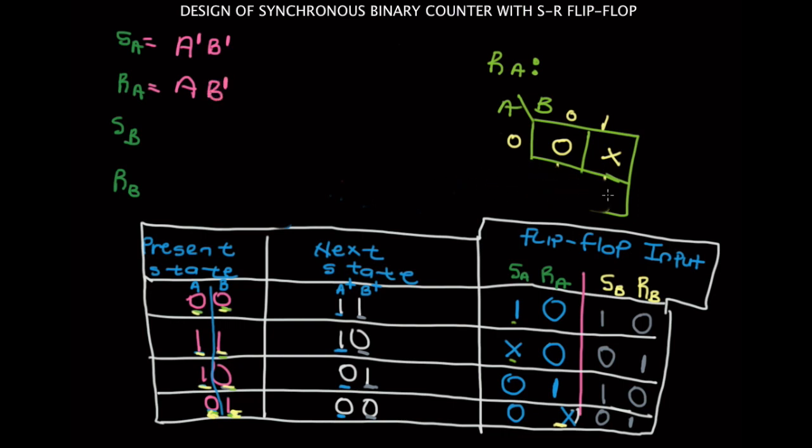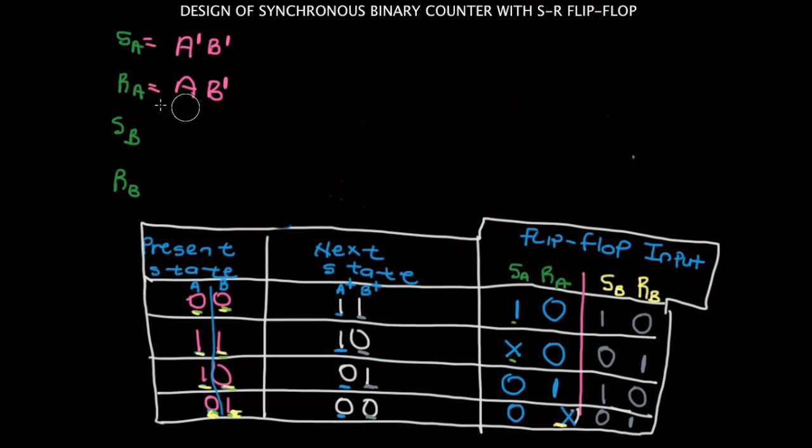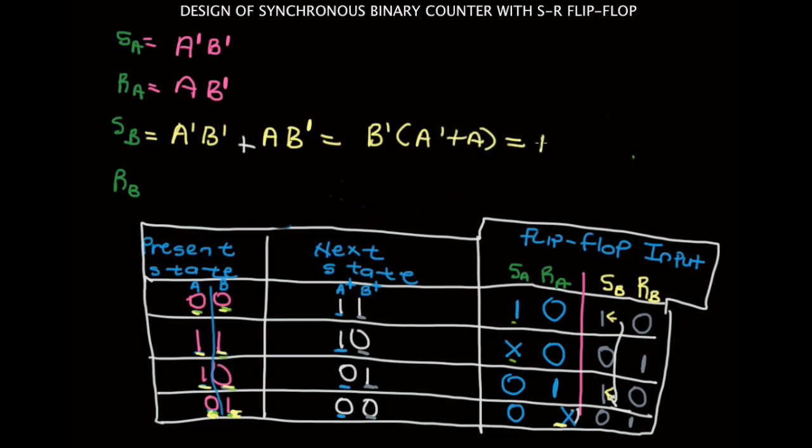And now let's go to SB. For SB, because we have no don't cares, we can use the minterm expression. And if you remember what you were taught in class, when finding the minterm expressions, you only look for the 1s. In this case, for SB, the rows where we have a 1 are A prime B prime, because A equals 0 and B equals 0, plus A B prime. And this can be further simplified to B prime (A prime plus A), which is just equal to B prime.